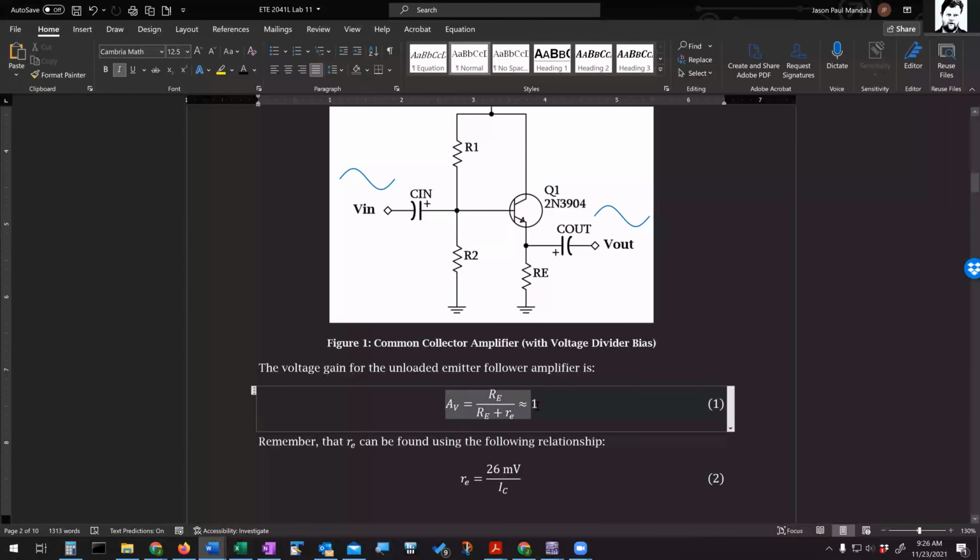Again, I think I mentioned this before, you might ask, why would I ever want to build an amplifier that has a gain of 1? The reason is that this amplifier has other advantages besides voltage gain.